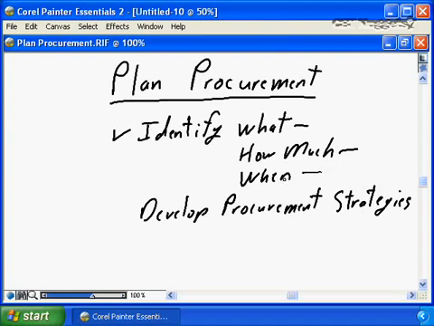Do you need to buy them all at the beginning of the project? Do you need to buy a little bit every month? Do you not need to buy anything until month 6 of the project and then buy it all? It's identifying the what, the how much, and the when, the specific components that you need to buy for your project, and then it's developing the specific procurement strategies. Are you going to go to a full public tender and issue an RFP? Are you going to walk down the street to the local store and buy off the shelf? Do you have a preferred supplier and you're going to sole source?